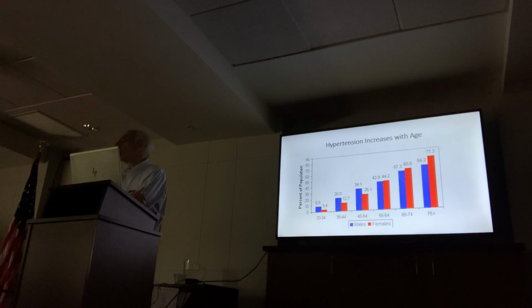So let's shift gears and talk about hypertension. This is one of the most common conditions as we get older, and that's shown in this slide. This is the percent of the population on the vertical axis by age. Men are shown in blue and women in red. And you can see as age progresses, the percent of the population that has hypertension increases dramatically, such that almost two-thirds of men and three-quarters of women have hypertension by the time they reach 75.